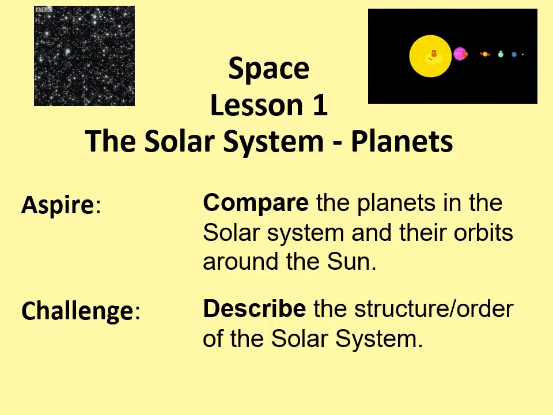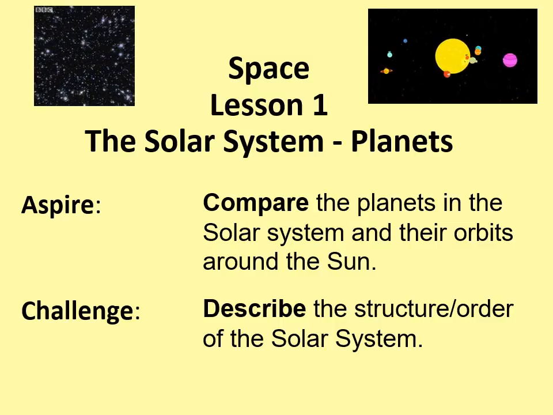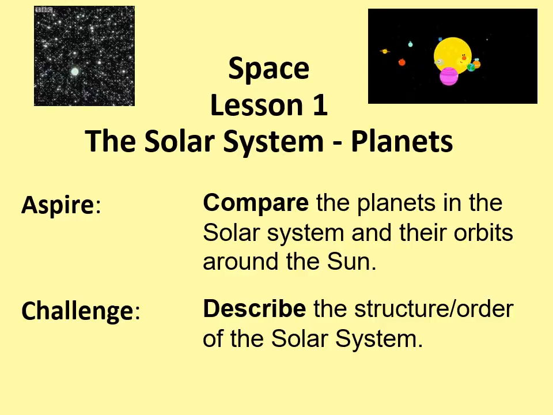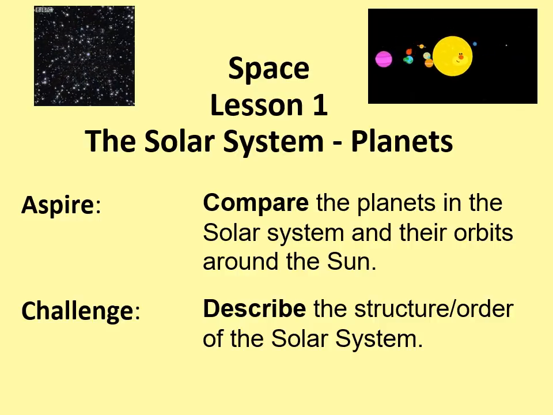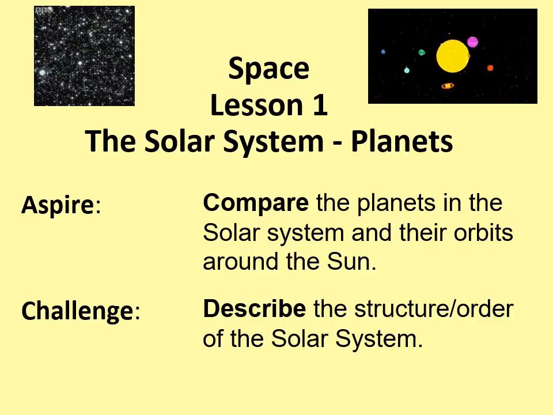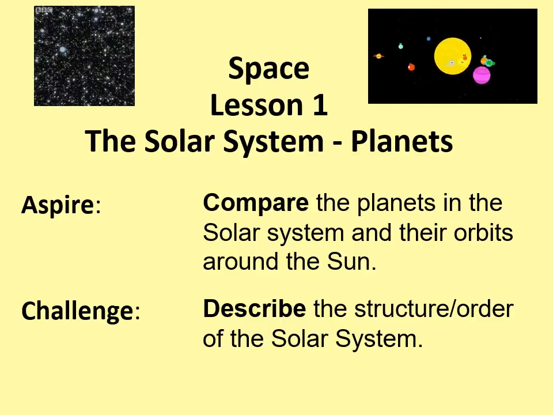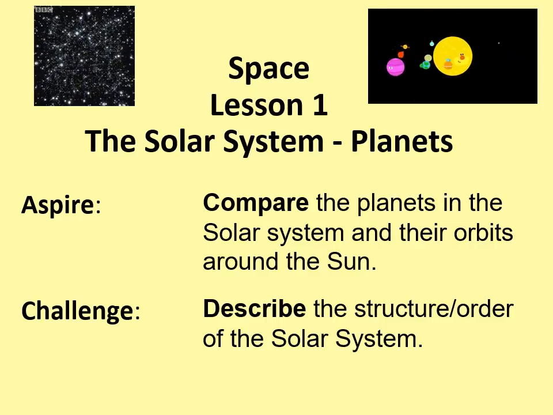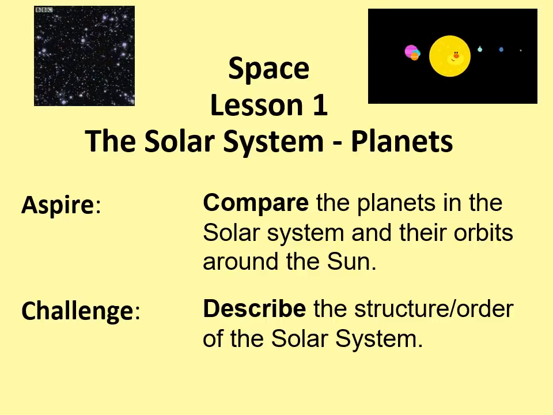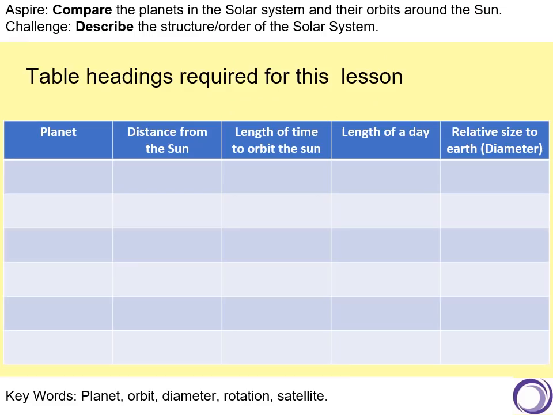So you're going to get 2 lessons a week. The first one is space. This is lesson 1, the solar system and planets. Hopefully you know something about it. As with every outward lesson, we have a challenge and aspire. So first, describe the structure or order of the solar system. I think that's fairly straightforward. And an aspire: compare the planets in the solar system and their orbits around the sun. Right, let us begin.